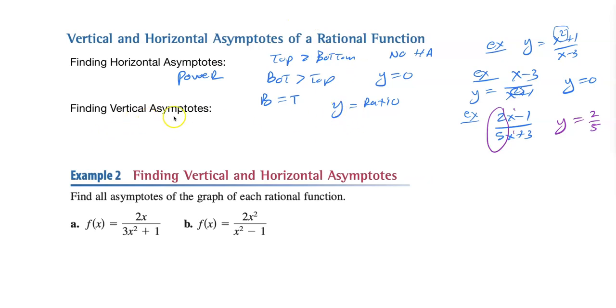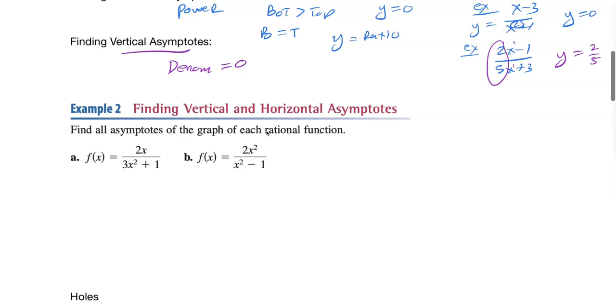How do you find the vertical asymptote? The same way you find the domain. For a vertical asymptote, you set the denominator equal to 0. The domain is not equal to 0, but for the asymptote, denominator equal to 0, because you're trying to figure out where you could not be. That's all it is. So if you want to find the vertical asymptote, set the denominator equal to 0. That's it. So let's do an example.